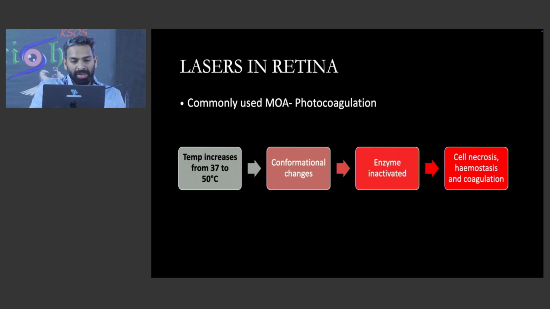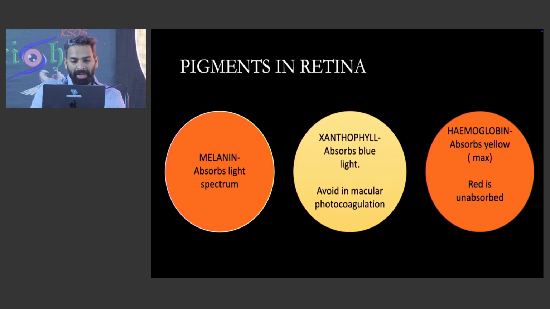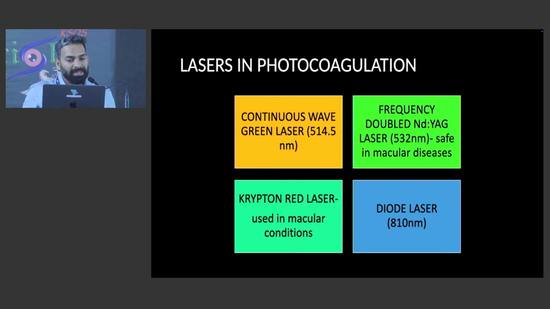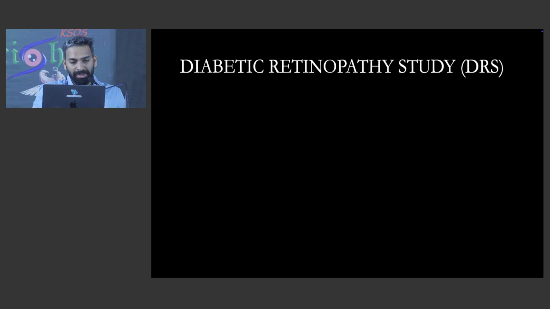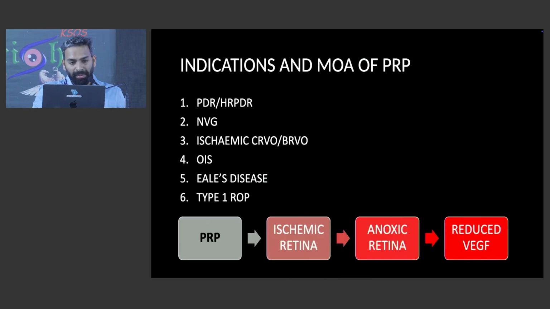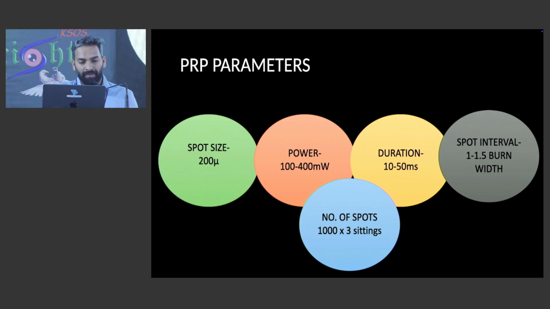In laser photocoagulation, melanin absorbs the light spectrum. Xanthophyll absorbs blue light, hemoglobin absorbs the red, and basically yellow is absorbed. In photocoagulation, we use continuous wave, that is green laser, frequency doubled, which is safe in macular diseases, and krypton is also rated for macular conditions. I'll go directly to the PRP. Here you use a spot size of 200 microns, power of 100 to 400 to get a grade 2, grade 3 burn, duration of 10 to 50 milliseconds, and spot numbers are 1,000 per sitting for 3 sittings.